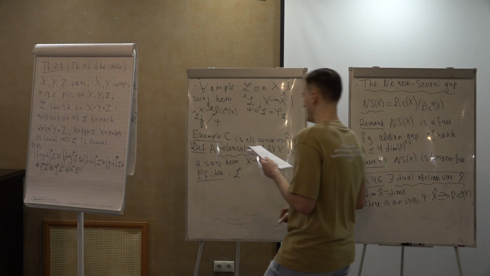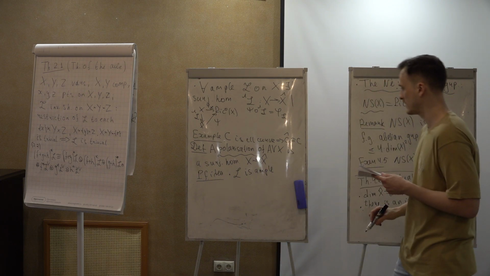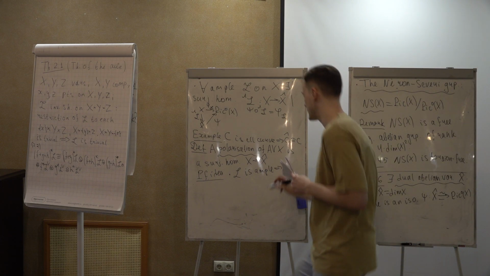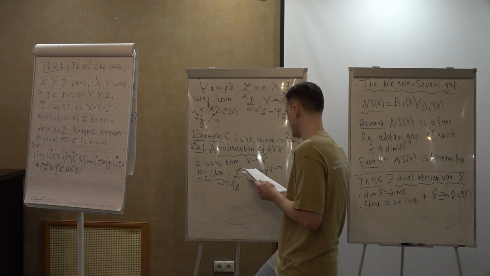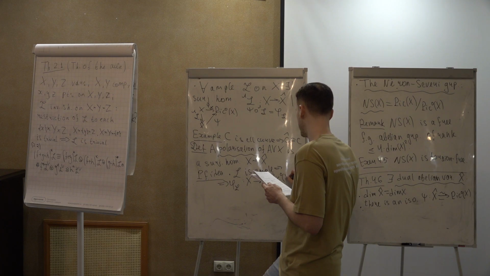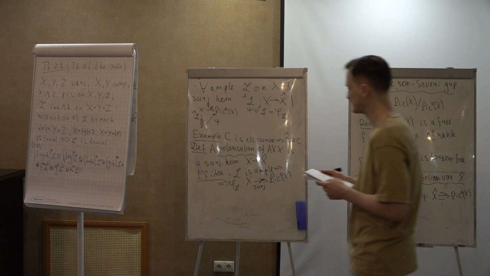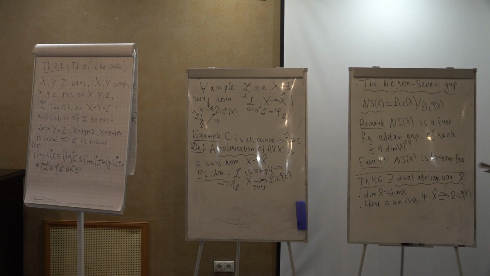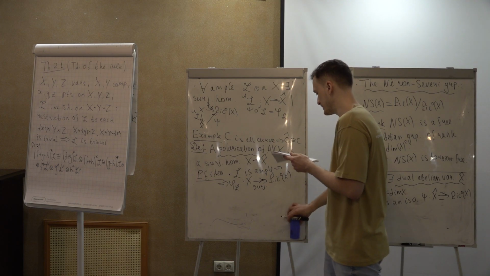So it can be shown that if L is ample, then actually this map phi L is surjective. So ample divisors give rise to a surjective map.